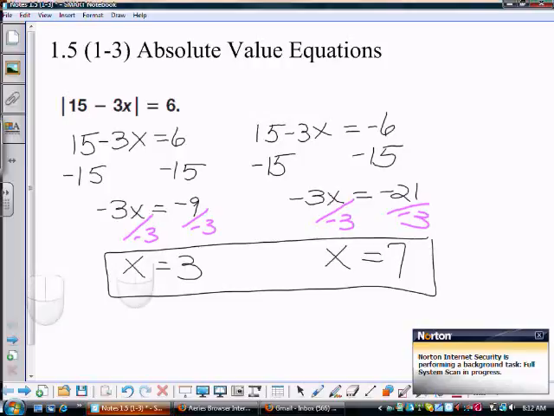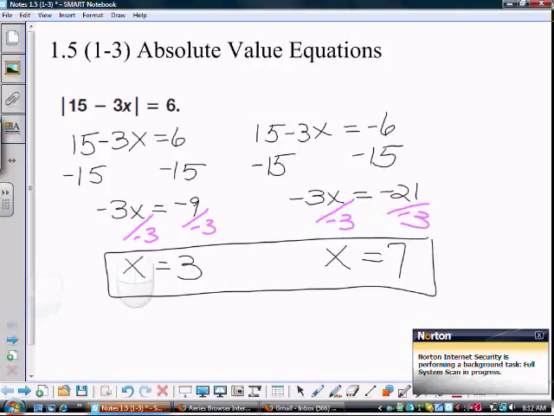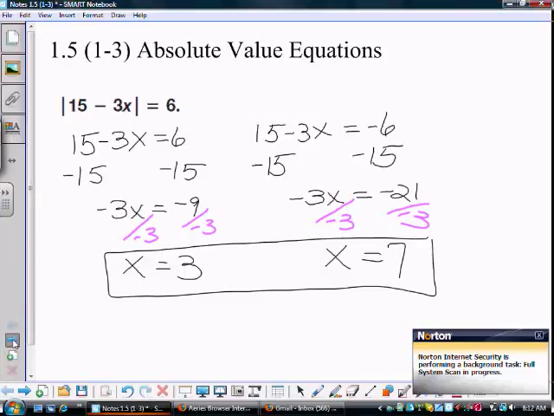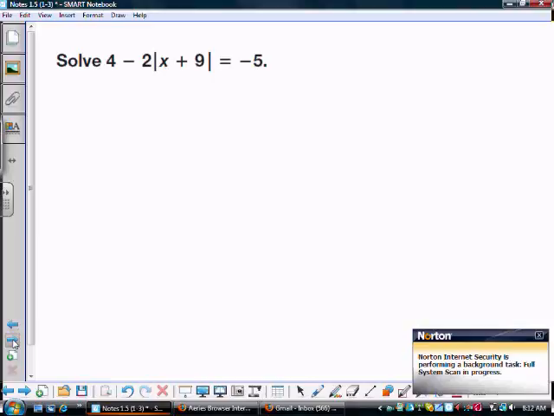Come on. You can do this. Go to the next page. Or not. Okay.